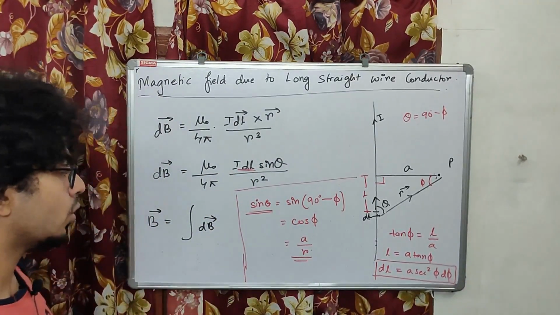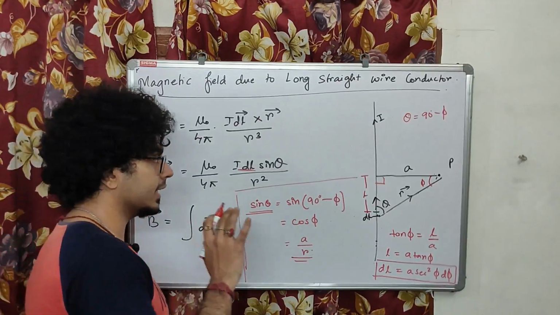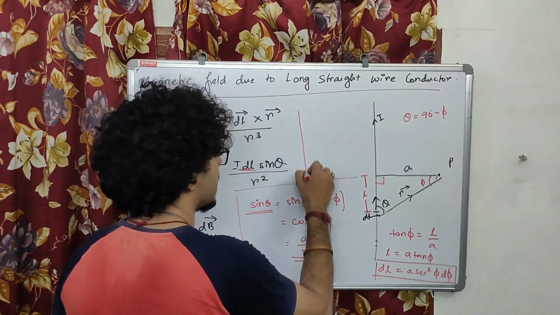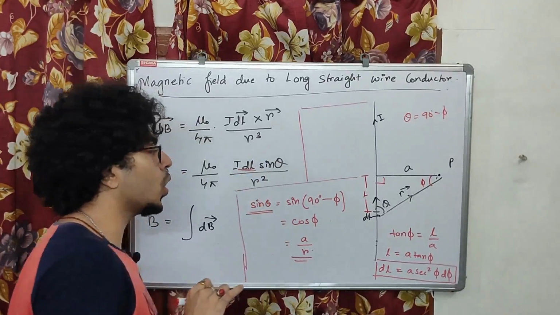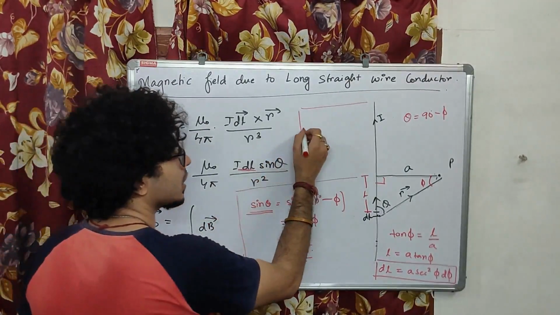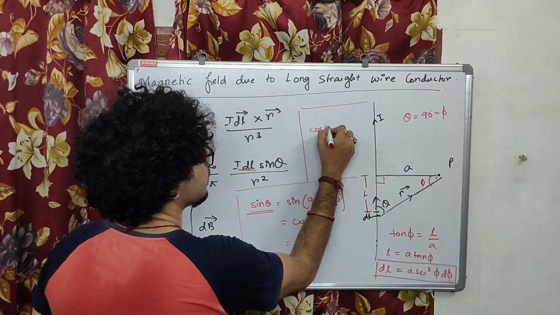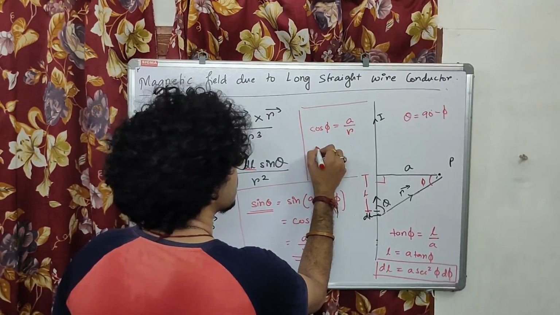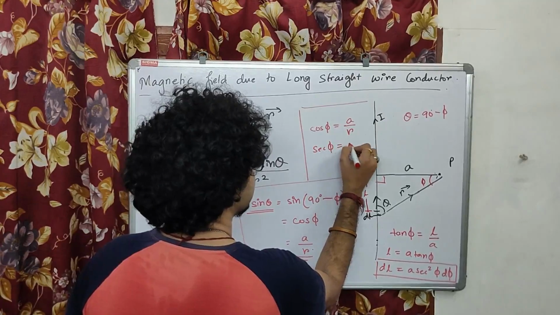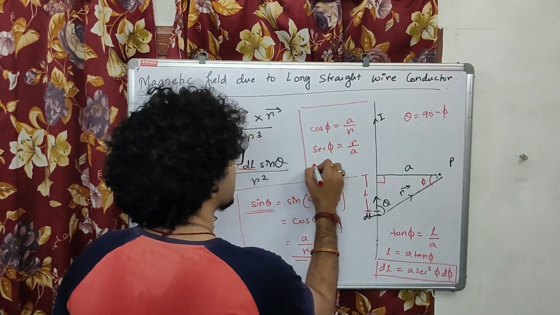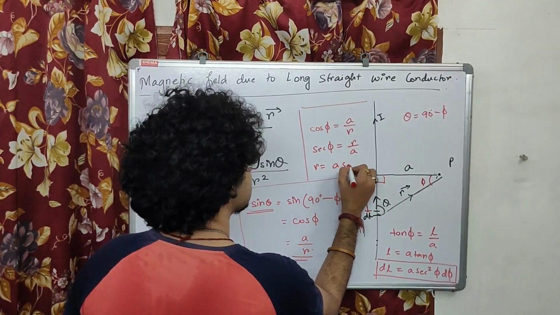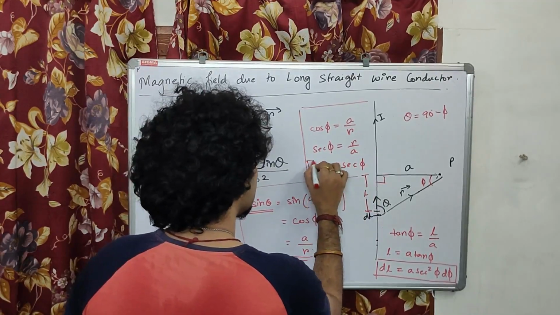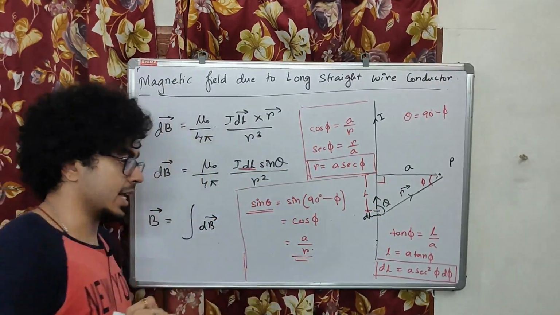Now you can also understand it like this. Cos phi can be written as A by R. So sec phi can be written as R by A. So R can be written as A sec phi. Now see the magic that has happened. What is the magic?